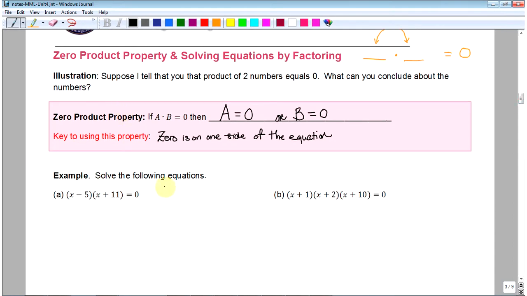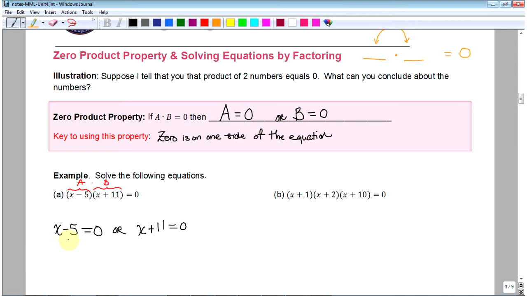So in this example, we want to solve the following equations. In part A, I have 0 on one side, and I already have a factored quadratic. So notice that we have x minus 5 times x plus 11. So that's of my form A times B from the zero product property. Well, if the product of these two things equals 0, that means either the first thing, x minus 5, must equal 0, or that second quantity, x plus 11, equals 0.